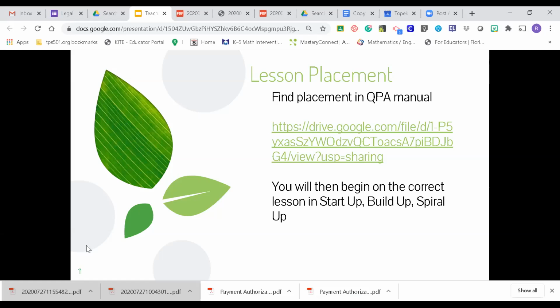So what Paige is showing you then is, depending on where they fall, you'll go to this placement manual and it'll say start here in the kits, and it's called Startup, Spiral Up, Build Up.